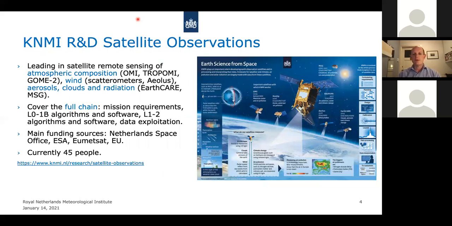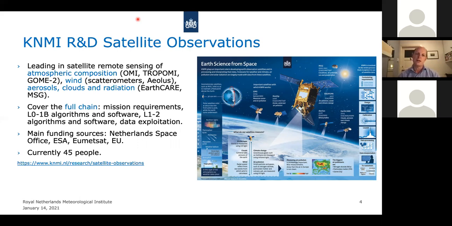So the satellite department in KNMI is about 45 people, and we are working on the OMI and TROPOMI and GOME-2, more the atmospheric composition missions. But we also have some of the leading scientists on wind from space, from spectrometers, and from the aerosol LiDAR instruments. And also a group focusing on aerosols, clouds, and radiation, for example, preparing the EarthCARE mission and working on the Meteosat data.